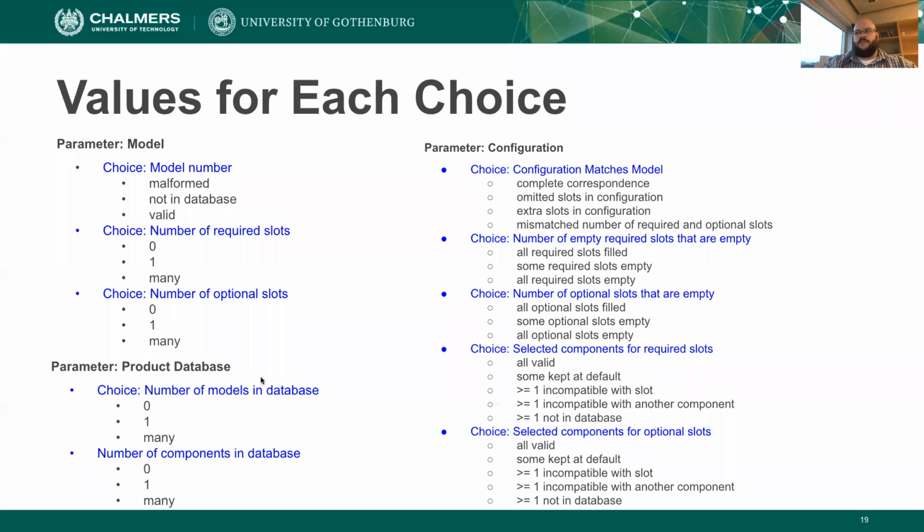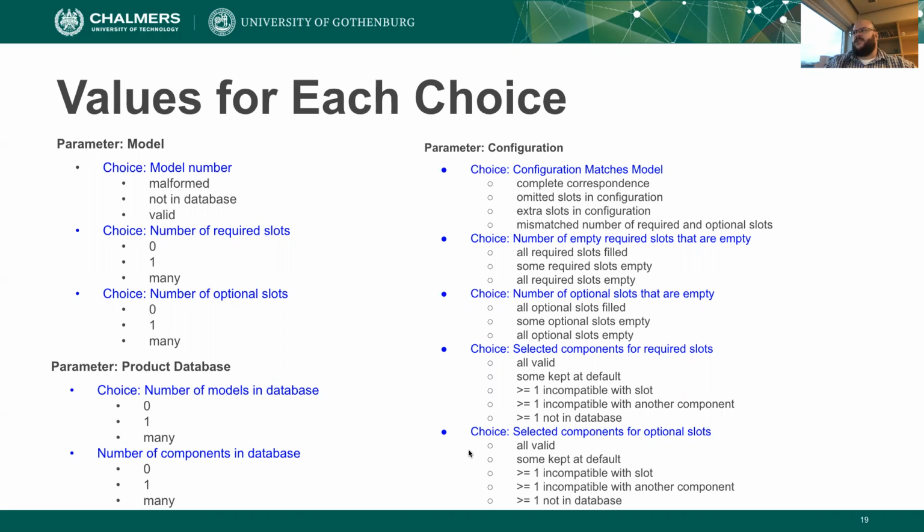Our second parameter is the product database. We have 2 things we're controlling, the number of models in the database and the number of components in it. Again, here we just have 0, 1, 2 or more, just to see if something goes wrong when we have 1 item in here or it's empty. And then just the normal scenario where we probably have many different models or many different components. And then we have the configuration.